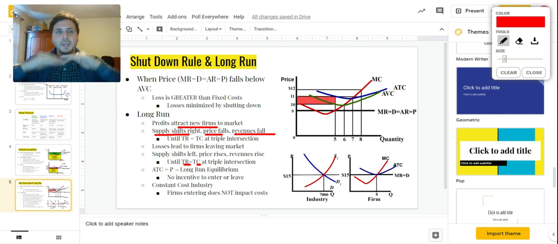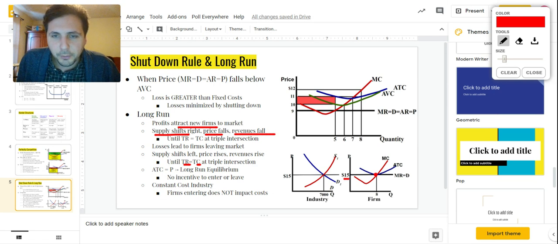...until we have no profits or losses at all, where our economic profit is 0. And this is identified at the triple intersection. Check it out right here. Our price is 15, our quantity is 8. So 8 times 15, $120, is my revenue.